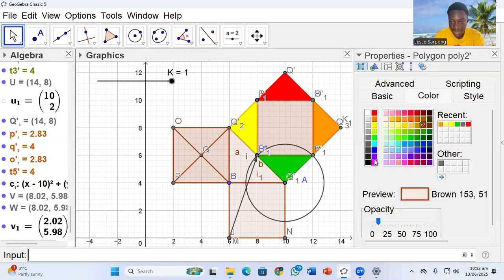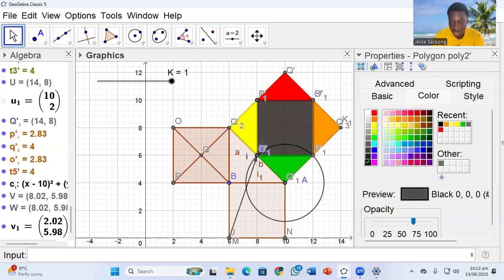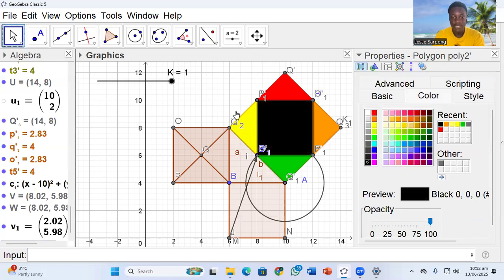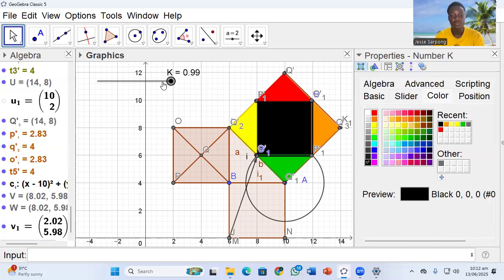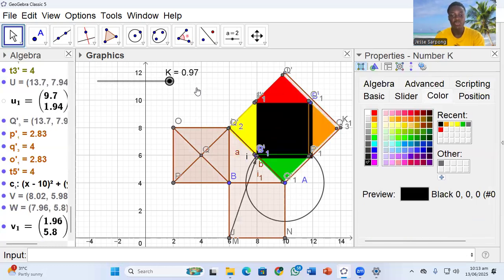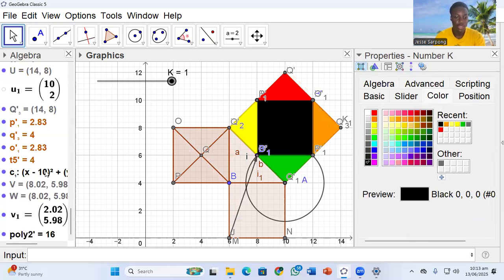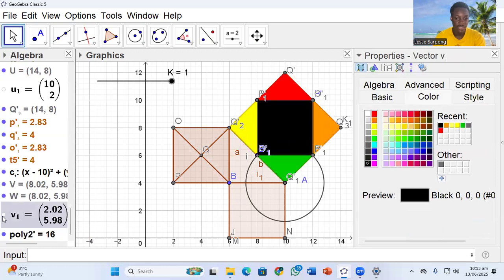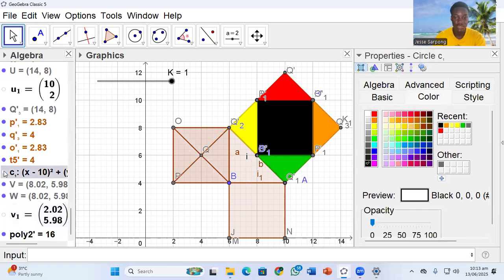Now I color it. Let me color it black so that it looks like the Ghana flag in a way. This is what we have now. So now we've solved it. What I do now is I deactivate some things. I deactivate this. I deactivate the circle also. Now this is what we have.